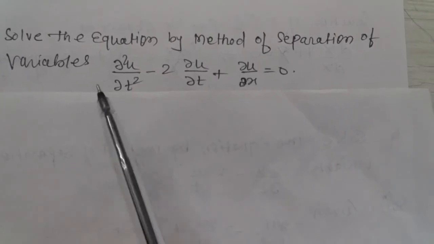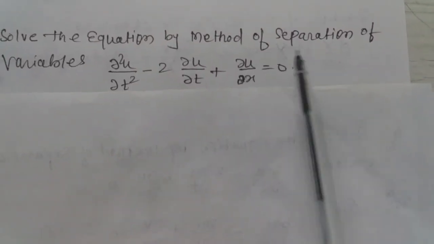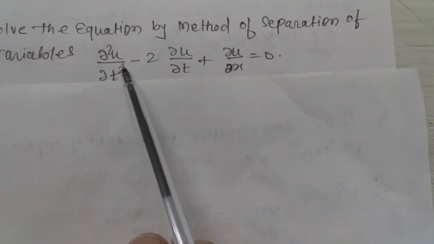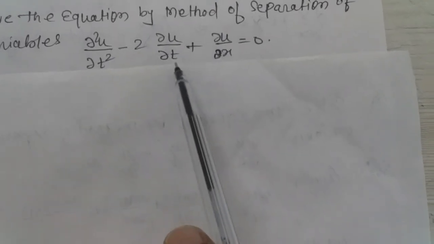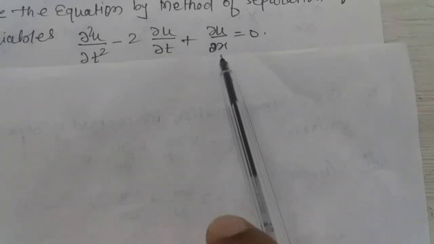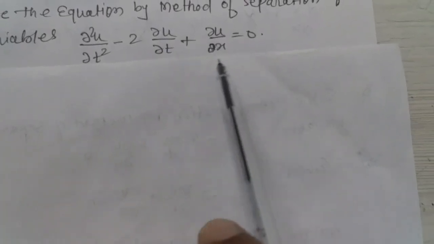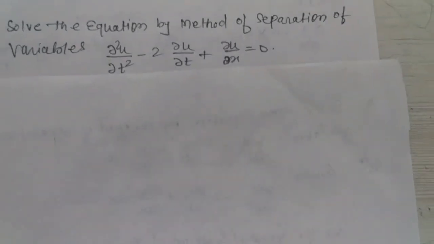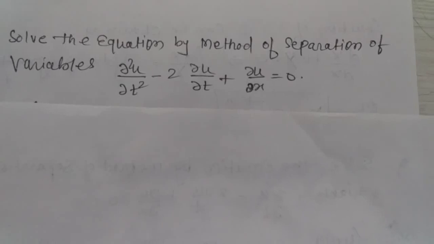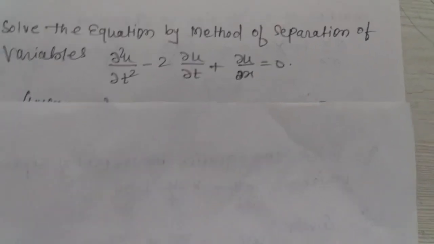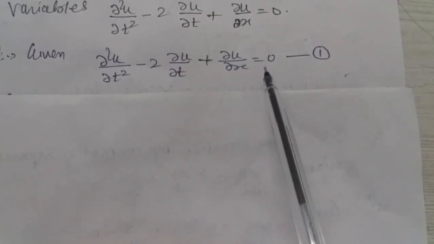Next question is, solve the equation by method of separation of variables. The equation is del 2u by del t2 minus 2 times del u by del t plus del u by del x equal to 0. This is a linear partial differential equation of second order, and we are going to solve this equation by method of separation of variables. So the given equation is del 2u by del t2 minus 2 times del u by del t plus del u by del x equal to 0.